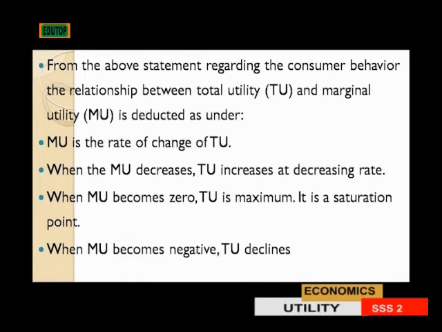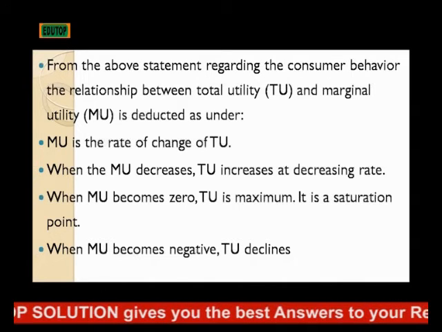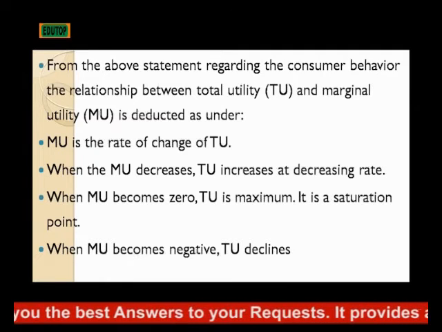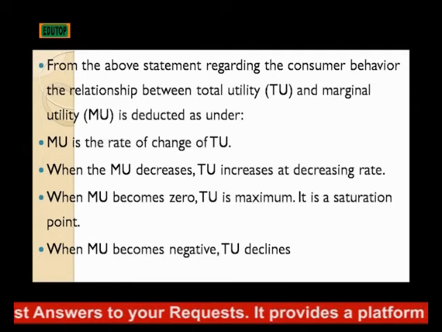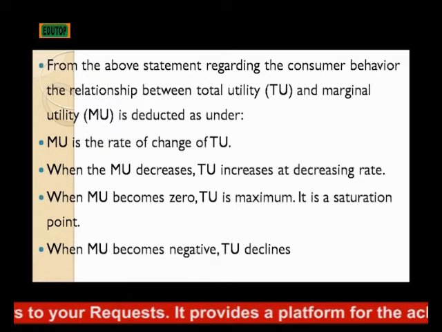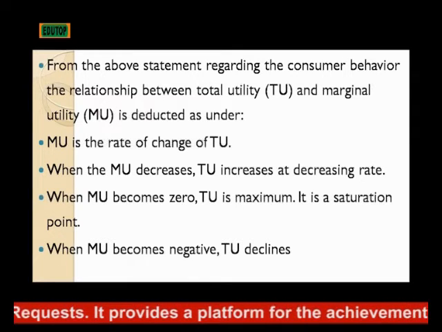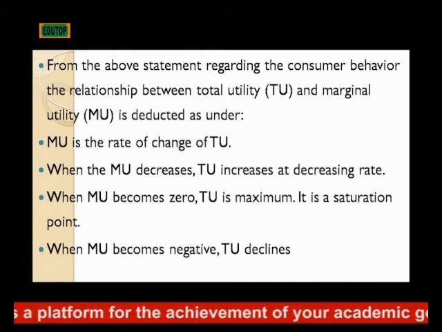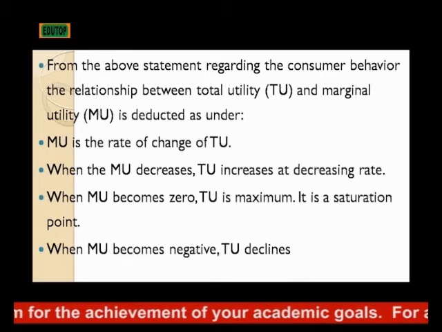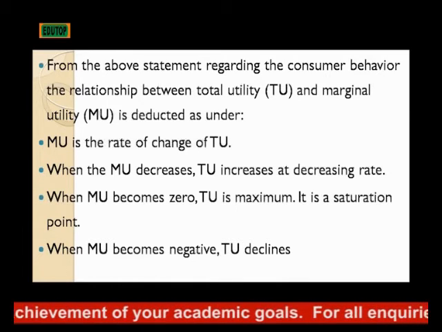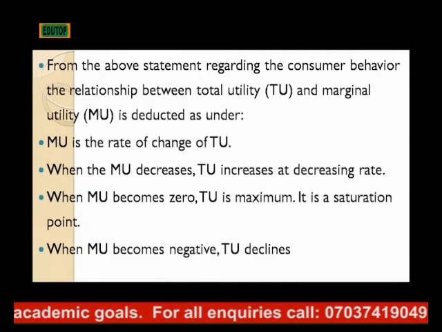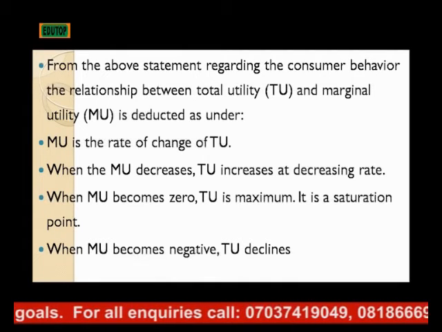From the above statement regarding consumer behavior, the relationship between total utility and marginal utility is deduced as follows. One, marginal utility is the rate of change in total utility. That is the difference between the total utility at one point to the other. That is the rate at which the total utility was increasing. This is another way we can describe marginal utility. And when marginal utility decreases, total utility keeps increasing but at a decreasing rate.